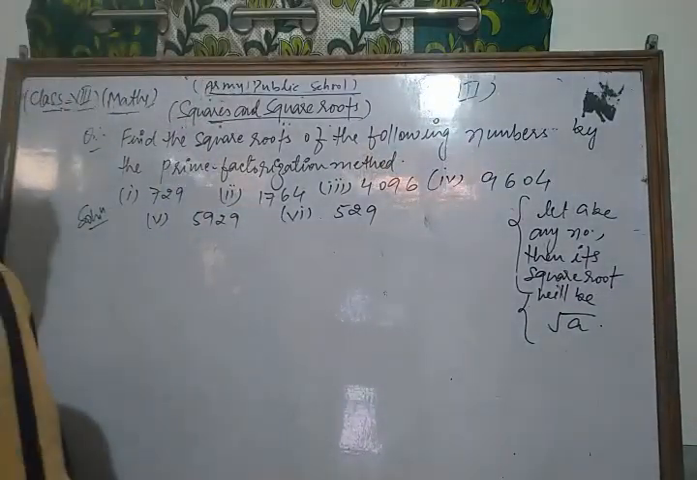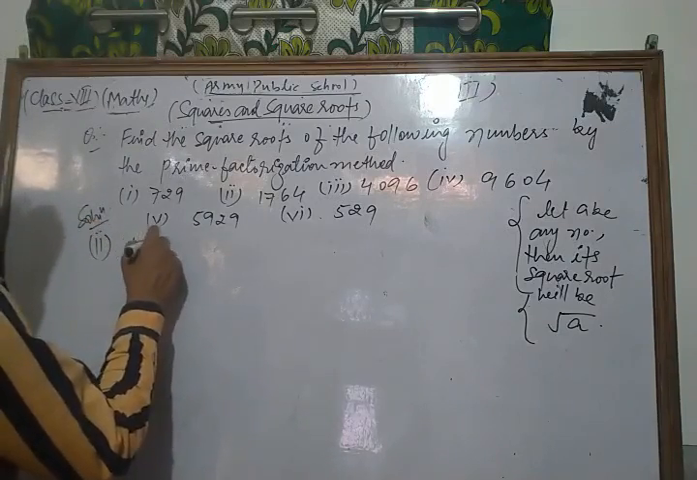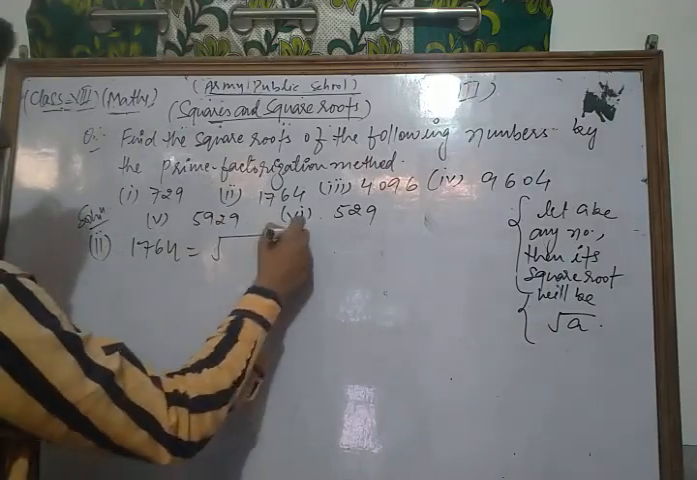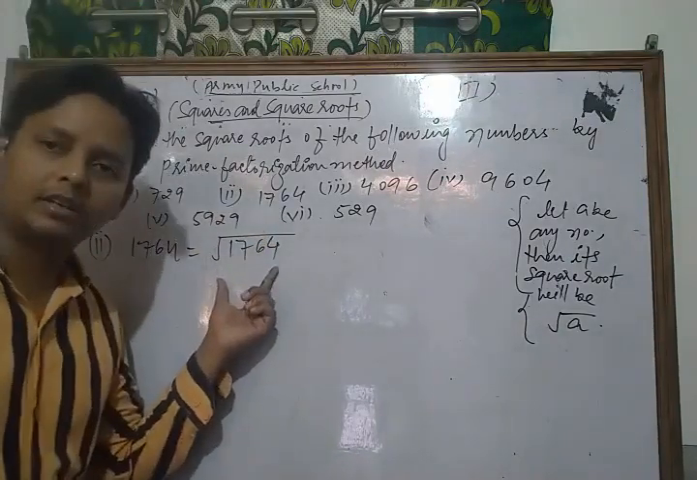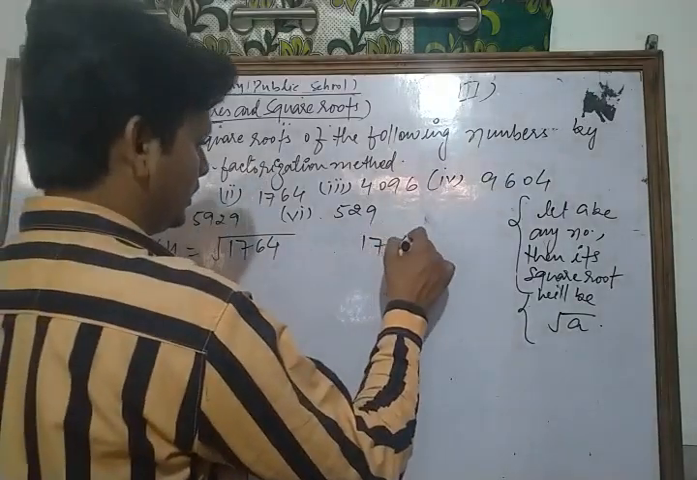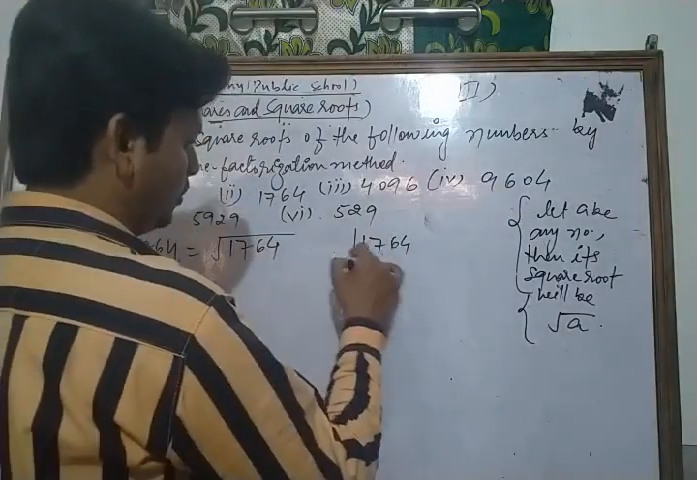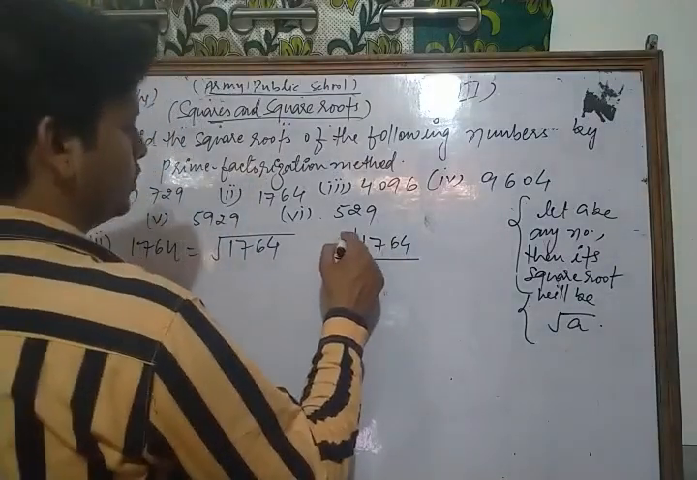Now we take and solve the next part of this question, which is the second part, 1764, and the square root of 1764 we write in this way. And first of all we do the prime factorization. Let's see, 1764. It is divisible by 2, so we write 2.